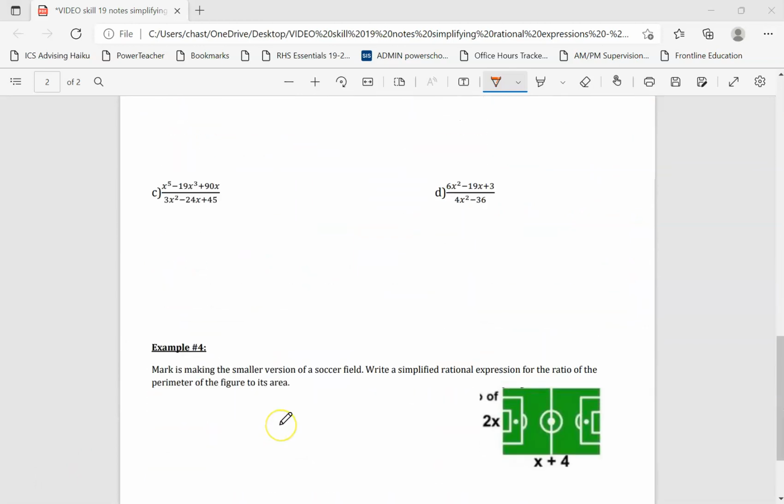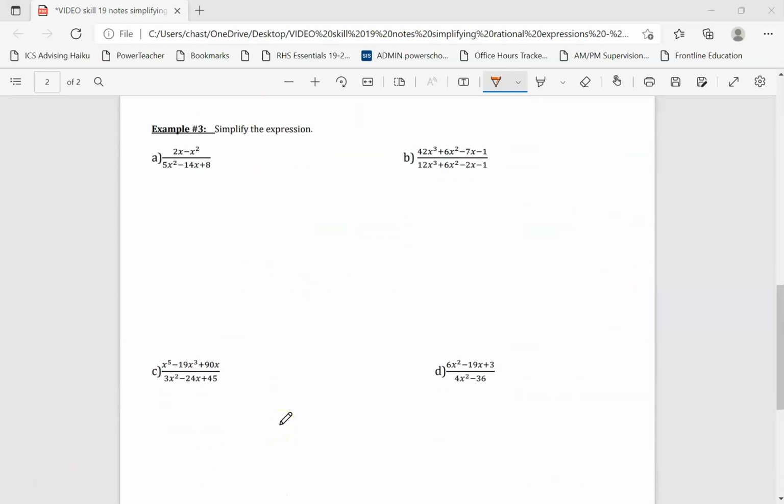Moving right along, let's try a few more examples here. For the next one here, first let's put this in standard form. So negative x squared plus 2x, denominator 5x squared minus 14x plus 8. All right, looking here, in the numerator, I've got a leading negative, and I also have an x in common, so I'm going to factor that out, and that gives me x minus 2.